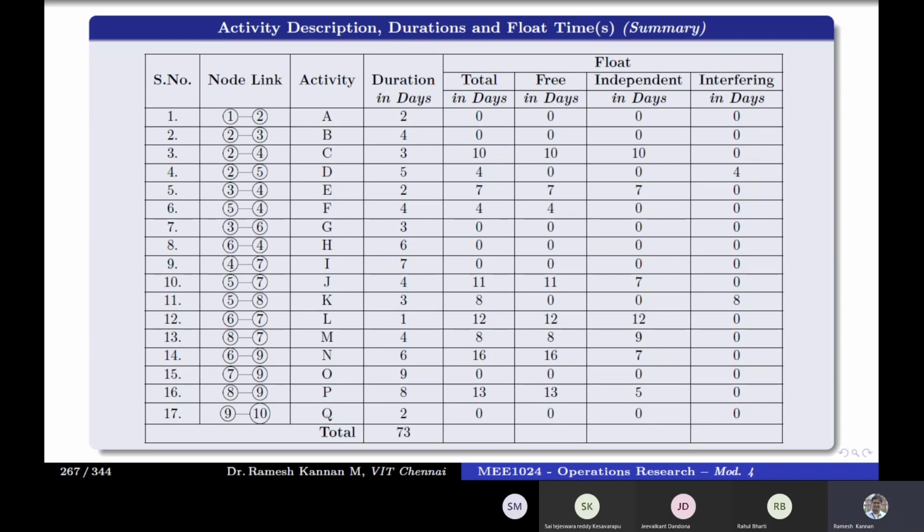So in case you encounter a negative float when you calculate, you have to convert that to 0. You don't give a negative float; instead, you make that 0. That is the ideal case. So this is an independent float and interfering float.